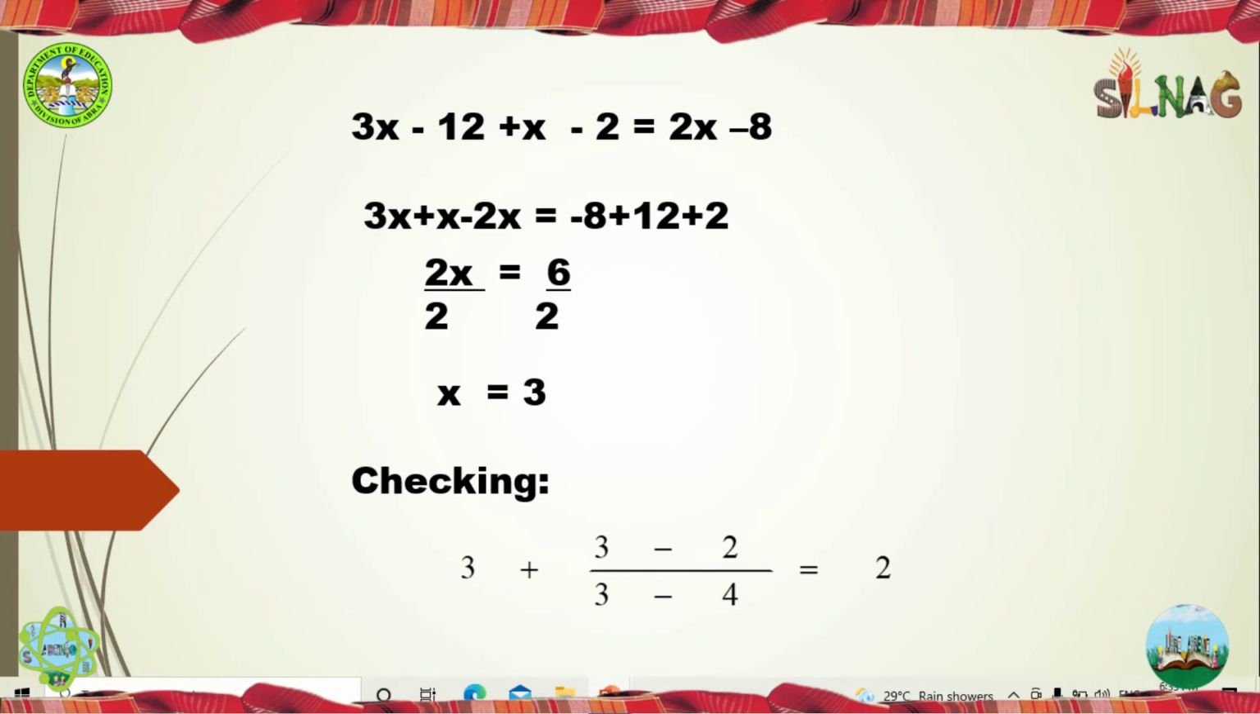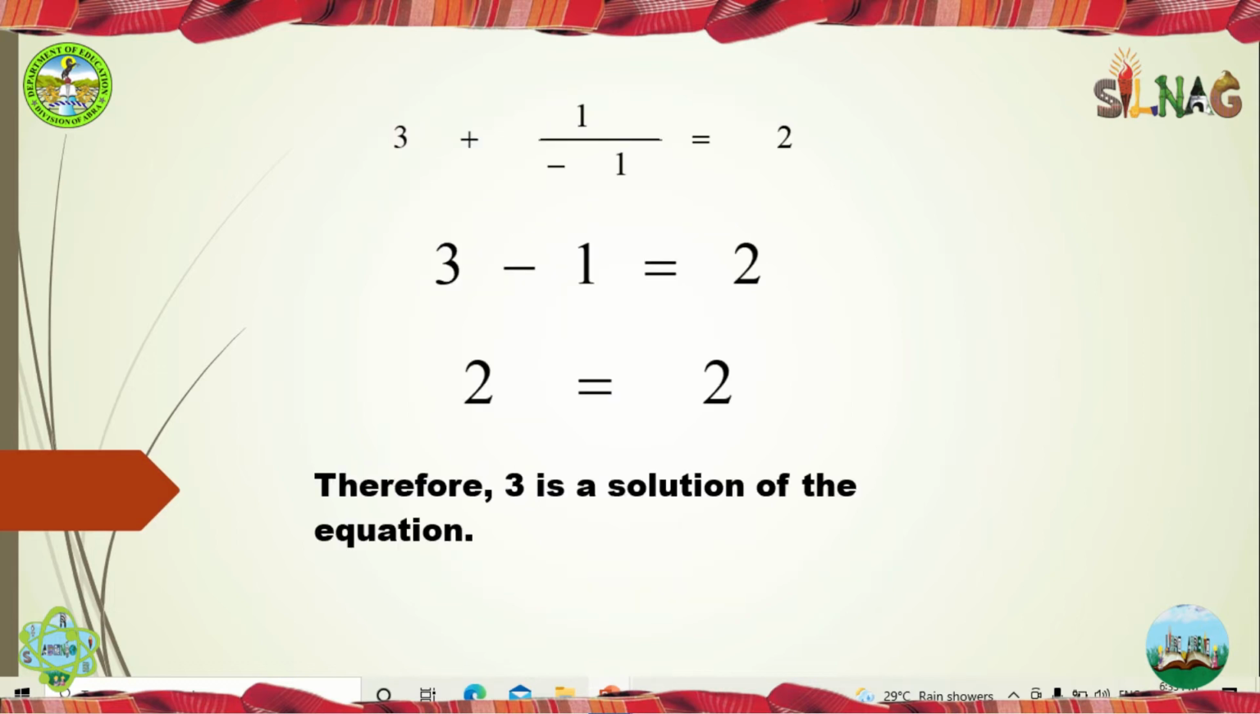Then we do the checking. We substitute the value that we have taken in the original equation. So we have 3 plus (3 minus 2) over (3 minus 4) is equal to 2. Then we have 3 plus 1 over negative 1 is equal to 2. 1 divided by negative 1 is negative 1. And then 3 minus 1 is 2. Then you copy the right side as 2. Therefore, 3 is a solution of the equation because the two sides are equal.